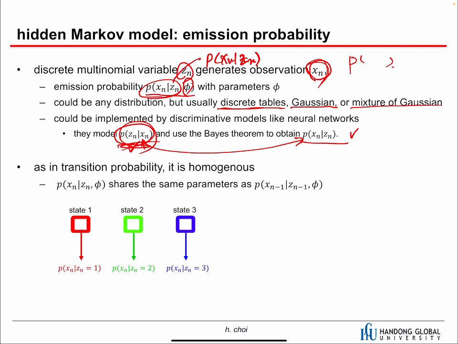And as with the transition probability, it is homogeneous too. So from state 1, we can have this probability, and from state 2, we can have this. But it is always the same over time. So P of xn given Zn is the same as P of xn minus 1 given Zn minus 1. So we have the same parameters for the different time steps.